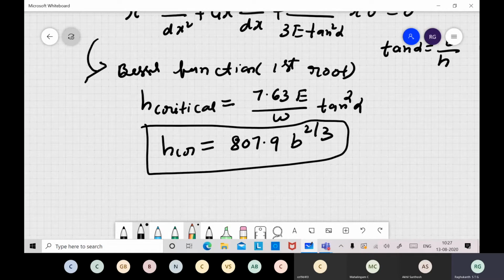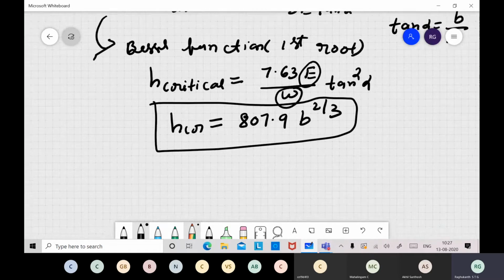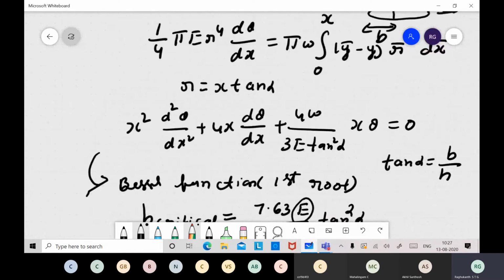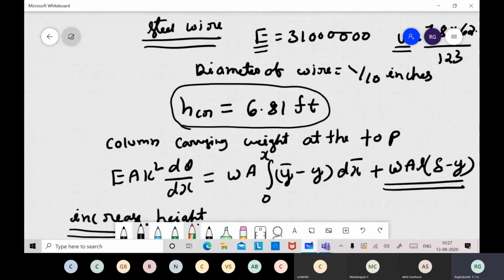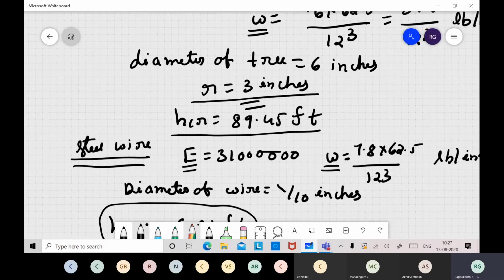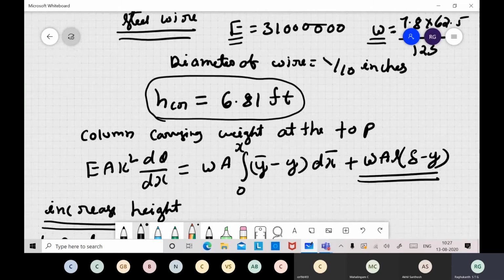I think he has substituted the Young's modulus and w for a pine tree and gets an expression like this. If you take r equal to 3 inches, the same as previously, where we also took a 3 inch radius for a pine tree, the maximum height it can go is 89.45 feet.